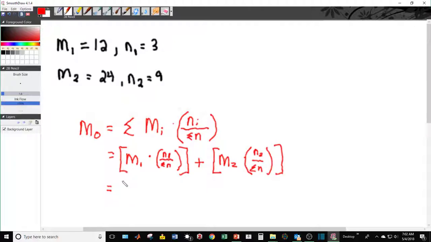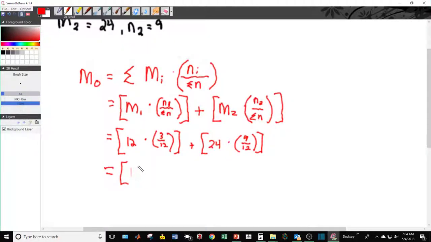So we have 12 times 3 divided by 12, plus 24 times 9 divided by 12. Basically what we're saying here is that the group mean of 12 should only carry 25% of the weight. The group mean of 24 should carry 75% of the weight.